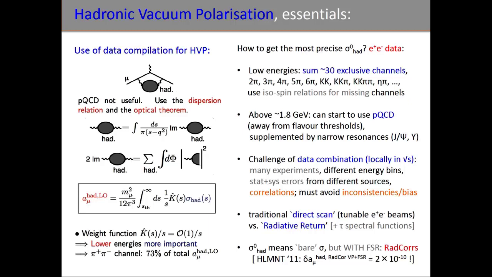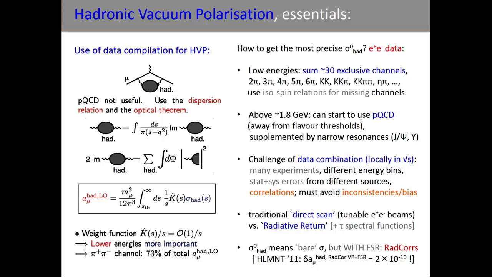Once we are above a certain threshold, it's your judgment call where this threshold lies, we can start to use perturbative QCD and using quarks, but certainly not below a value like the tau mass or so. And then we have some narrow resonances to add.